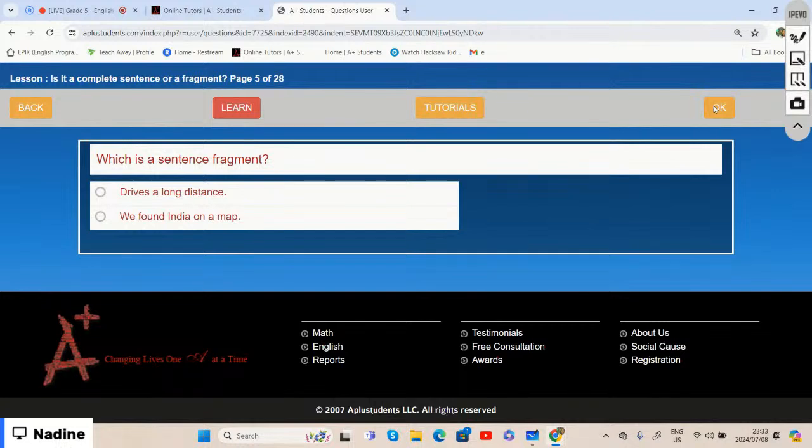Let's look at a sentence fragment. We need to identify a sentence fragment. It says drives a long distance, or option two, which is we found India on a map. We need to select the sentence fragment. Drives a long distance, or we found India on a map. So we need to select a sentence fragment.